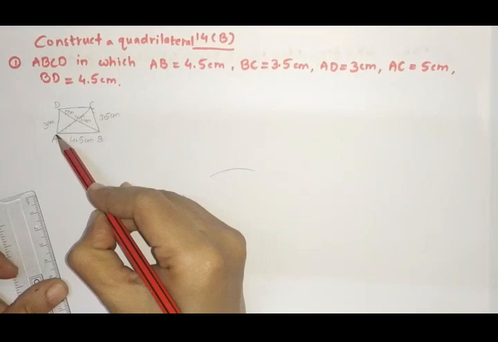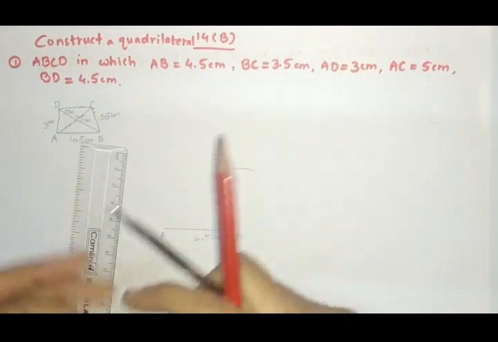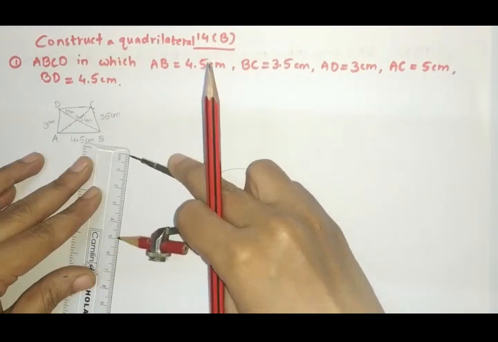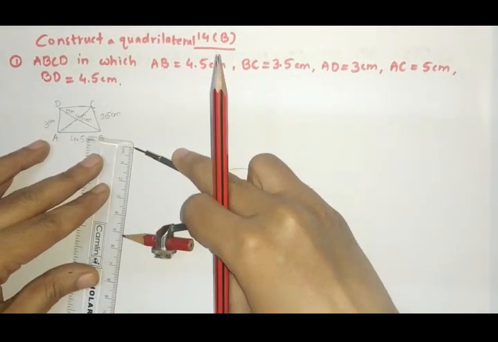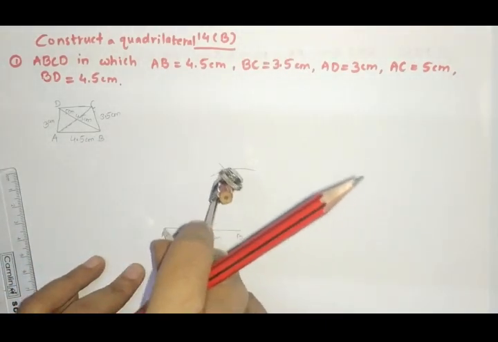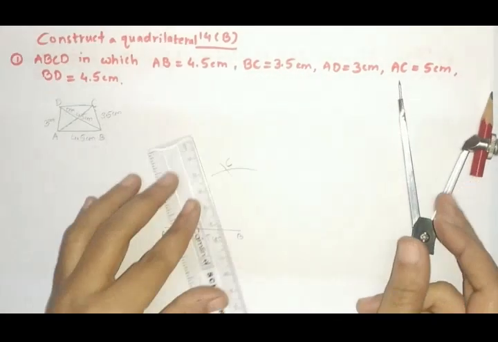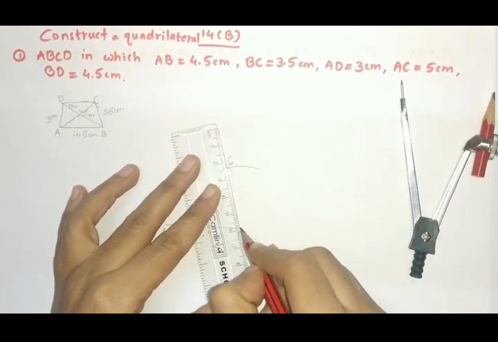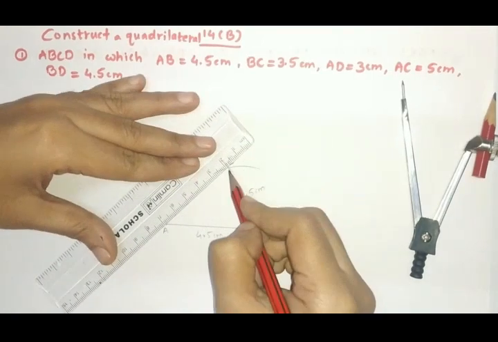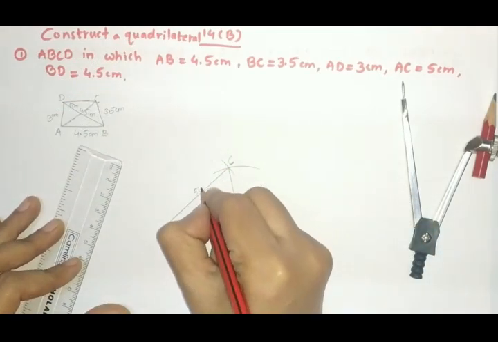Again, with A as a center, I will draw A to C, that is given 5 centimeter, in order to get a point C. So I'll take A to C, 5 centimeter. So this is 5 centimeter. Keeping A as a center, I'll intersect this arc. So the point which you get is C here. You can join this line. This is BC, which is 3.5 centimeter, and this is AC, which is again 5 centimeter.